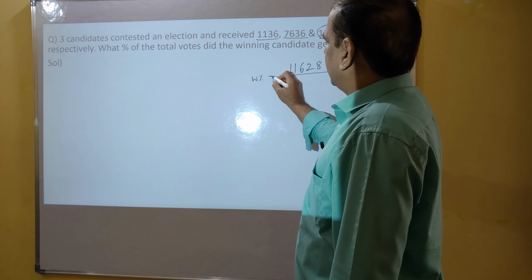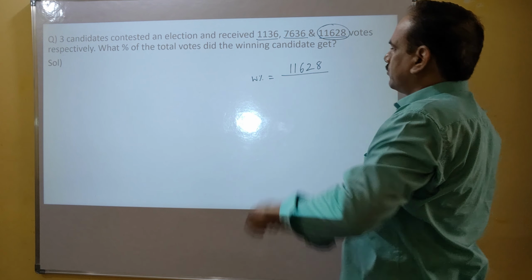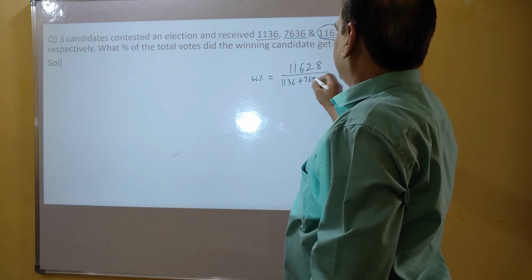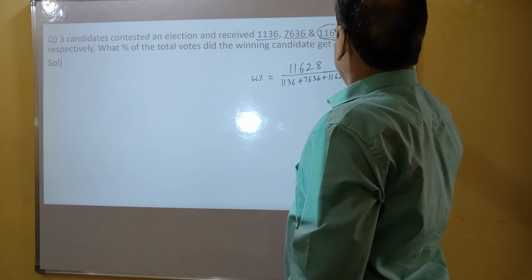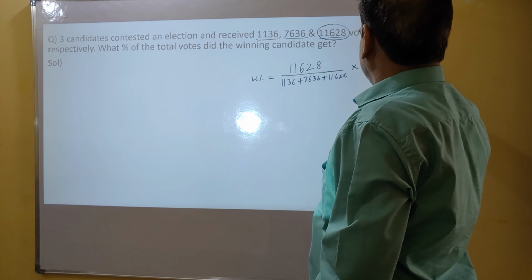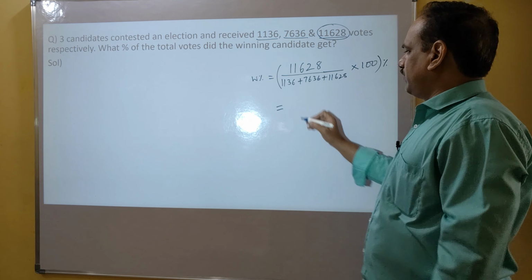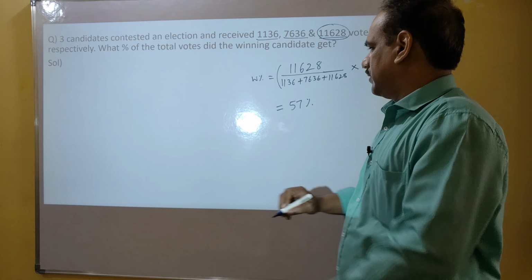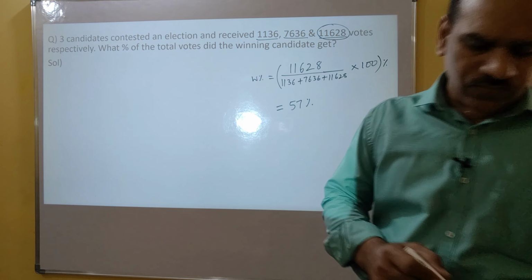So the winning percentage is the winning candidate's number of votes divided by the total number of votes polled. Total number of votes polled is 1136 plus 7,636 plus 11,628, into 100%. So if you simplify this you will get 57%. So the winning person gets 57% of the votes.